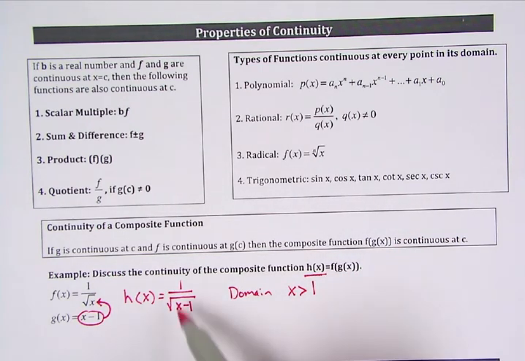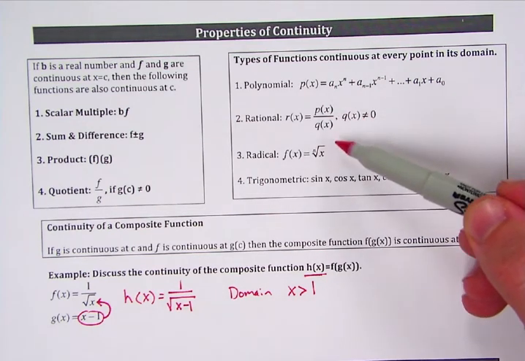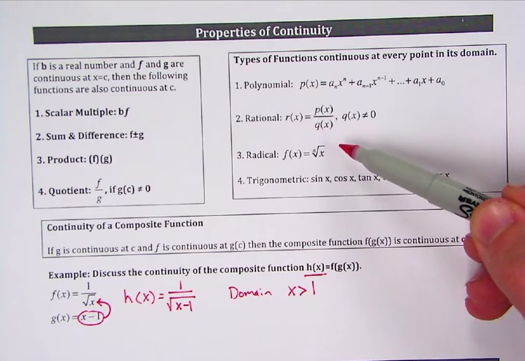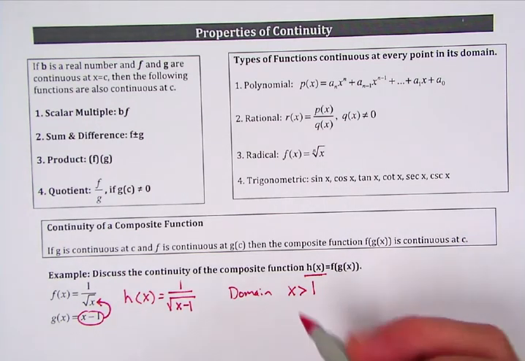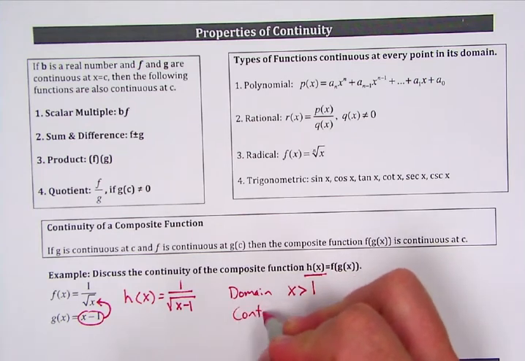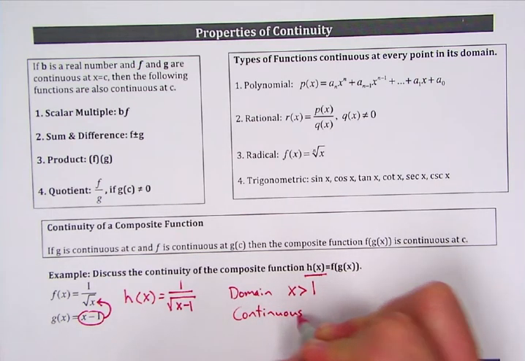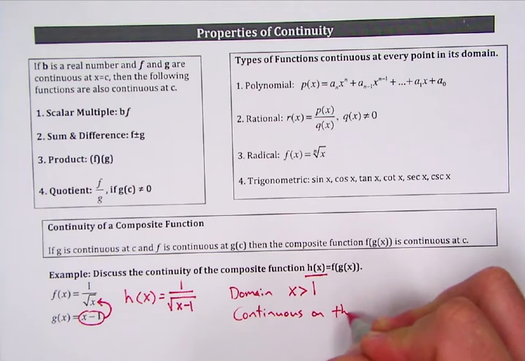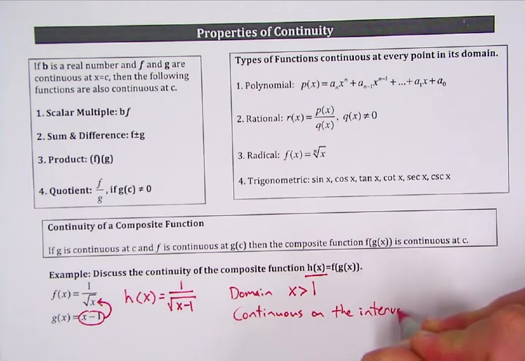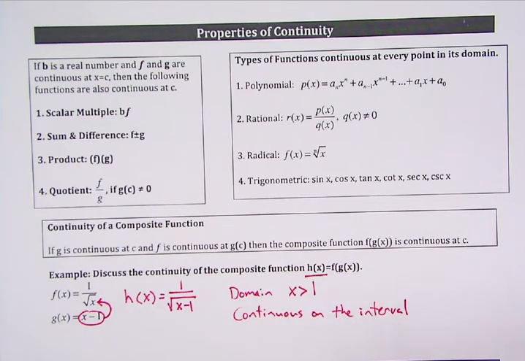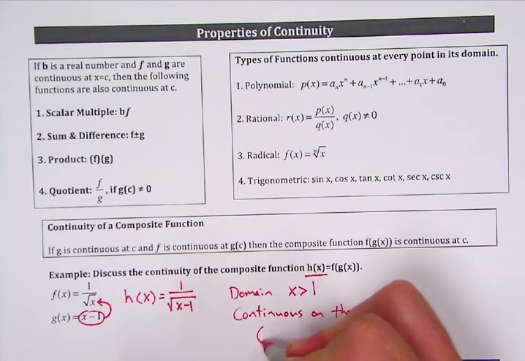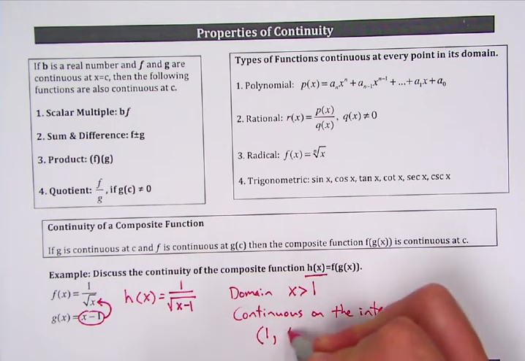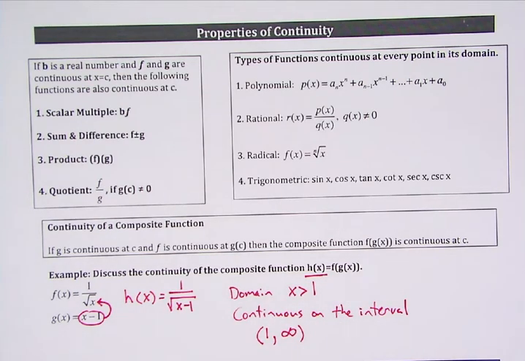Now because it's rational and we have a radical, we know that it's going to be continuous at every point in its domain. So what we're going to say here is it's continuous on the interval. We'll make this open, 1, comma, infinity.